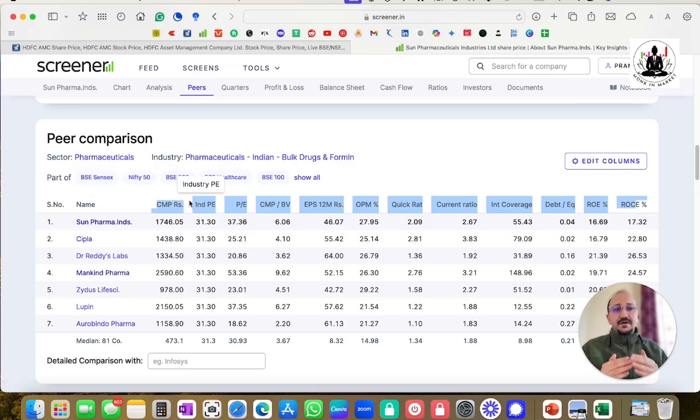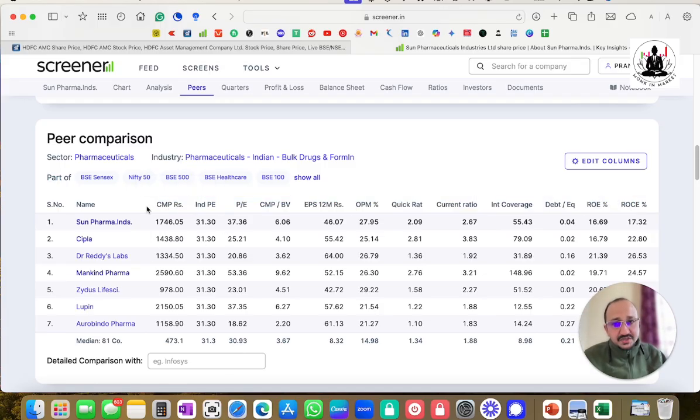Whenever I am discussing ratios, ratios are generally used within one sector. I can't compare apples with oranges. I can't compare TCS with Sun Pharma. TCS is an IT company. Sun Pharma is a pharmaceutical company. So ratios are used to compare companies within the same sector. I can't compare two different sector ratios. You will make a lot of mistakes in equity research if you do so, right?